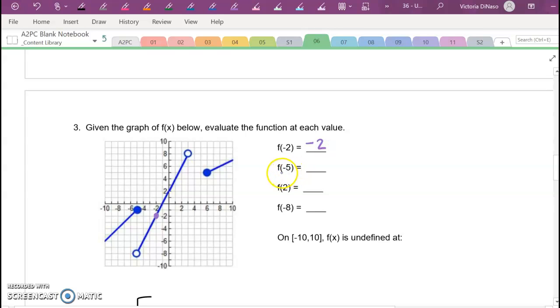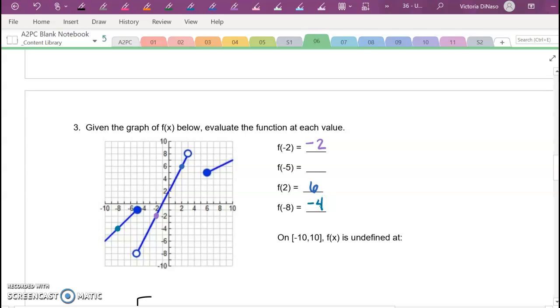All right, then I'm going to skip f of negative 5. We're going to go to f of 2. So in f of 2, we're going to go up until we hit the line, and we're at the number 6. All right, then we have f of negative 8. So we're going to go to when x is negative 8, and we're going to go down to the line. Notice I'm putting points everywhere, so my answer is negative 4.